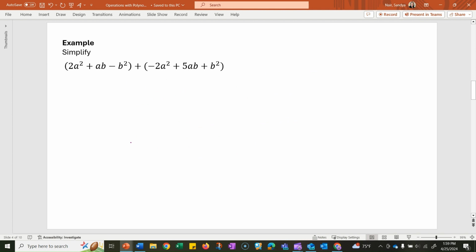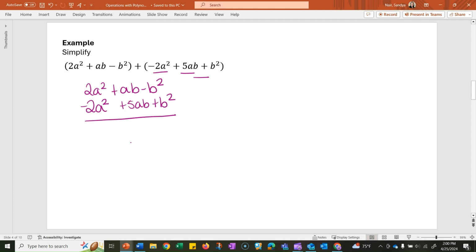So now let's try simplifying this expression. So once again, same idea. I'm going to write down my first polynomial, 2a squared plus ab minus b squared, and I'm going to pick up the terms from the second polynomial that are exactly the same variable with same exponents. So minus 2a squared, then plus 5ab, and then plus b squared.